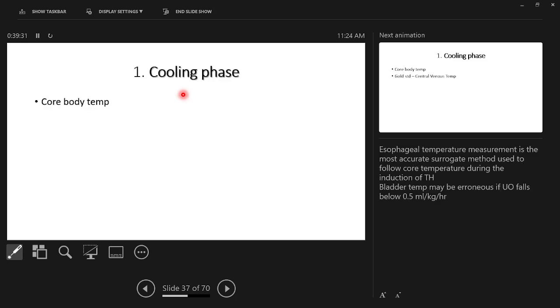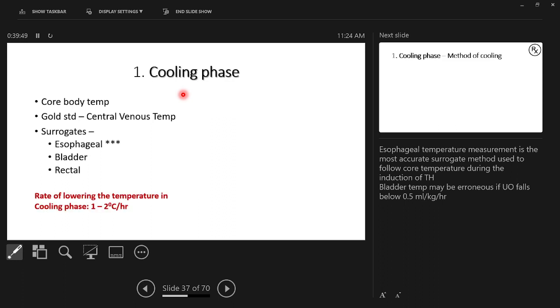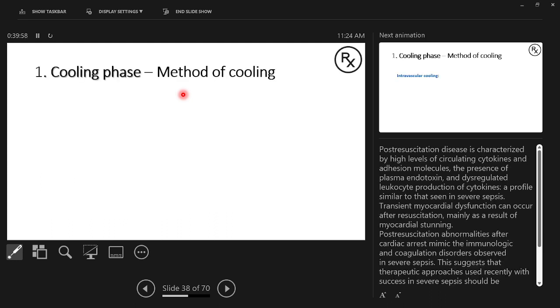Then in the cooling phase, we have to monitor the core body temperature. Mostly the gold standard will be the central venous temperature, but we can also use the esophageal probe, bladder temperature or the rectal temperature. But the most common and the most sensitive will be the esophageal probe. It accurately measures the core body temperature. And what will be the rate of lowering the temperature? It should be lowered in the cooling phase at 1 to 2 degrees Celsius per hour.